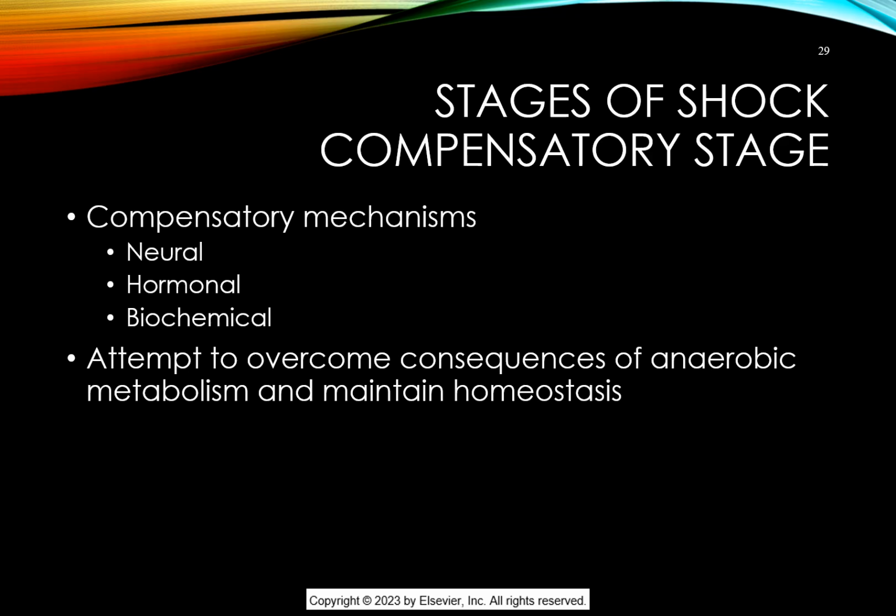So in our compensatory stage, we've talked quite a bit about this. We can have different kinds of mechanisms. We can have neural, hormonal, biochemical, all these different ways that the body's trying to make up for what's going on and trying to make sure to get the oxygen where it needs to go, where it's most important. So it's the attempt to overcome the consequences of the anaerobic metabolism and then to maintain homeostasis.